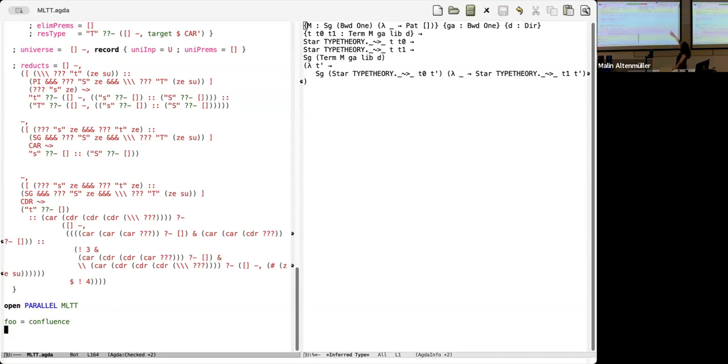The type of foo is that if you have a step from t to t0 in the transitive closure of single step reduction, and a path from t to t1 in the transitive closure of single step reduction, then there is some term t prime where you can get from t0 to t prime by multiple reduction steps, and from t1 to t prime in multiple reduction steps.